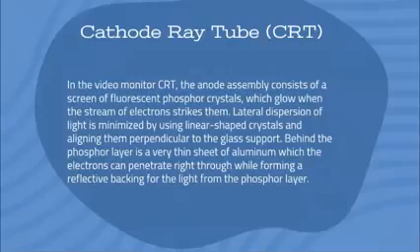So now we go with the last one, which is the cathode ray tube. In the video monitor CRT, the anode assembly consists of a screen of fluorescent phosphor crystals, which glow when the stream of electrons strike them. Lateral dispersion of light is minimized by using linear-shaped crystals and aligning them perpendicular to the glass support. So, it looks like this.